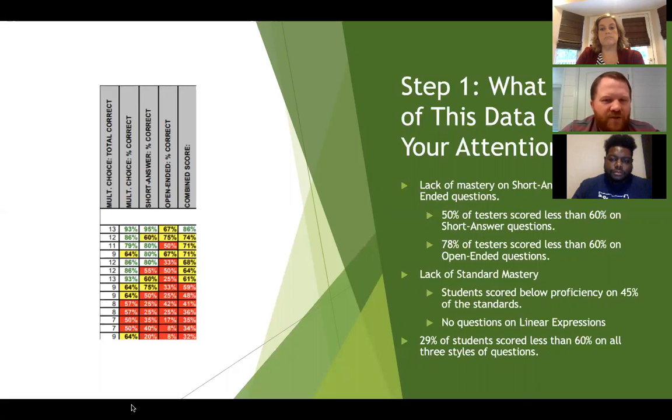So those are the things that jumped out at me initially, as far as what caught your attention when you initially viewed this data. Ms. Tucker, do you have anything here that you would like to add?